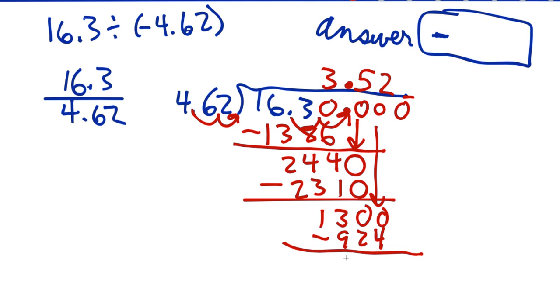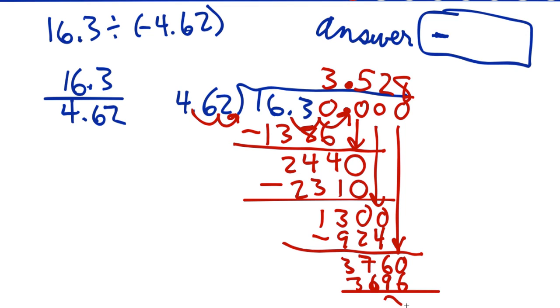1300 minus 924 is 376. I'm going to drop this last 0. And then 462 into 3760 goes 8 times, because 8 times 462 is now 3696. I'm not even going to bother with the last thing. Teacher says, hey, 2 decimal places. Guess what? This 8, because it's a digit that's 5 or larger, is going to make the 3.52 a 3.53, rounding up, because this last extra digit is 5 or higher.